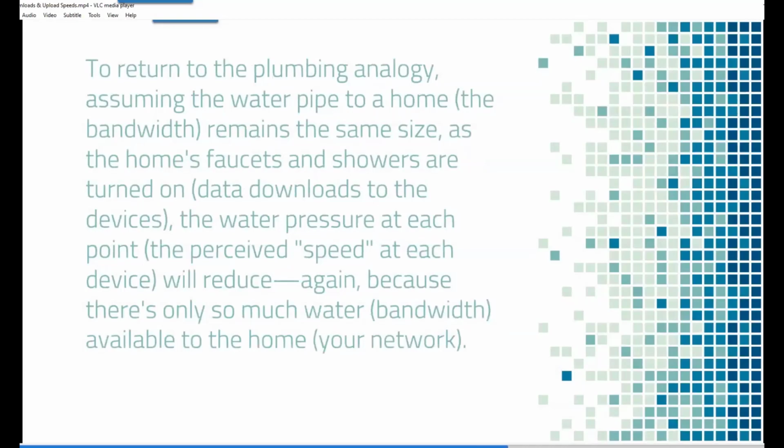To return to the plumbing analogy, assuming the water pipe to a home, the bandwidth, remains the same size, as the home's faucets and showers are turned on, data downloads to the devices, the water pressure at each point, the perceived speed at each device, will reduce. Again, that's because there's only so much water, bandwidth, available to the home, your network.